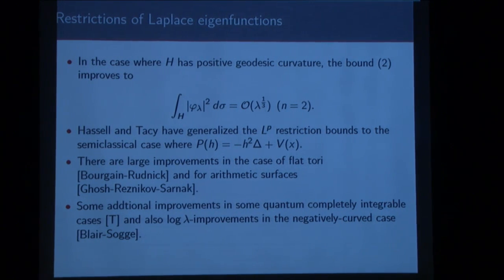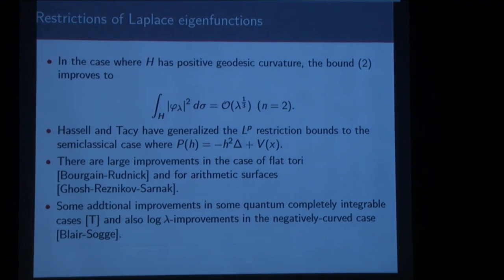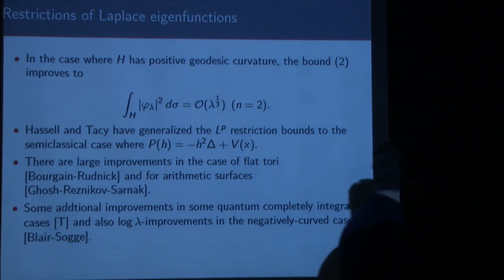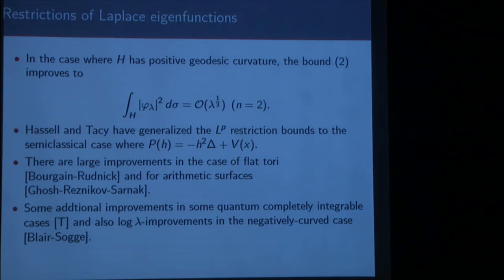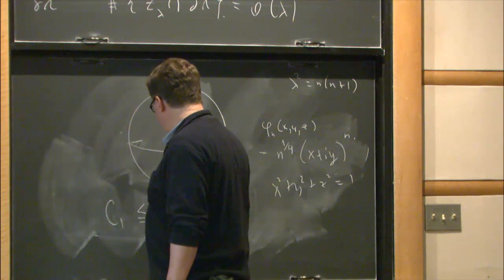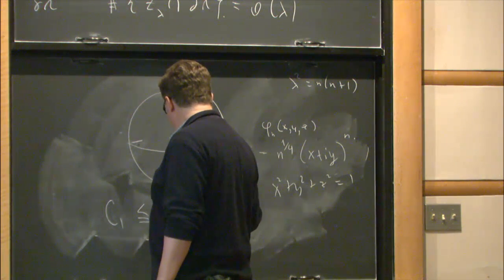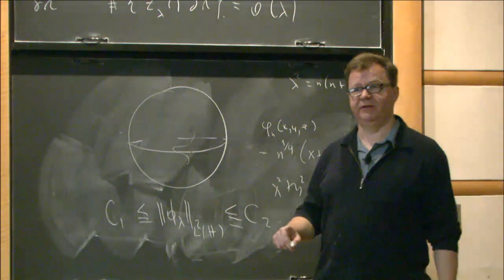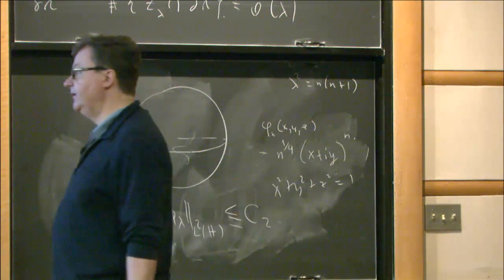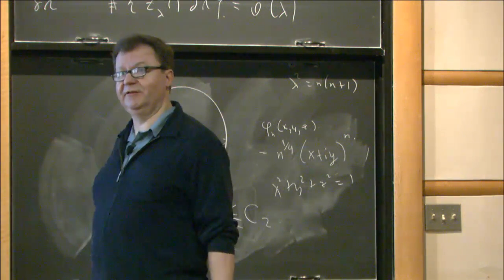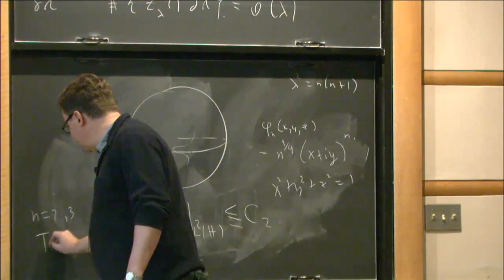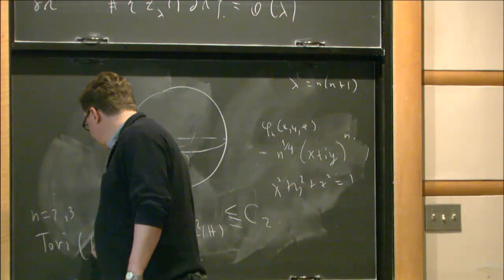And all right, so there are large improvements, first of all, in the case of flat tori. So there, in the case of flat tori, at least in dimension 2 and 3, Bourgain and Rudnick can prove basically the best possible estimates you can hope for, if H is positively curved. So you need a curvature assumption there, which actually will come into what I'm going to talk about later too. But this is for tori in dimension 2 and 3, and this is Bourgain-Rudnick.